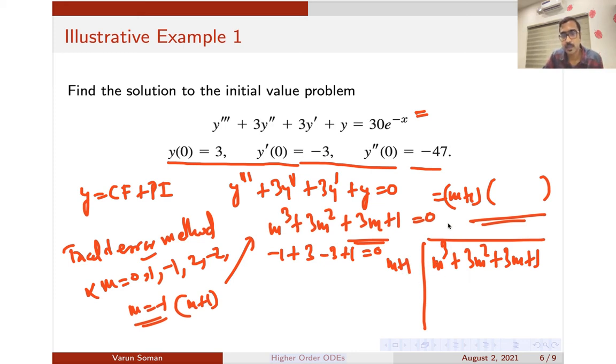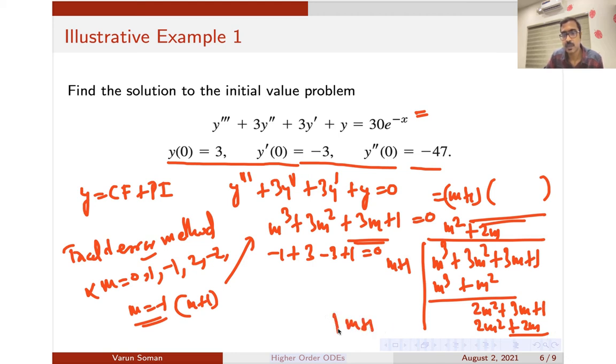To make it m cube, I should multiply by m square. So it is simply m cube plus m square. Subtracting, it will be 2m square plus 3m plus 1. Again you need 2m square there, so supply 2m. So it will be 2m square plus 2m. When you subtract, you will be getting m plus 1. When you supply 1 there, we will be getting m plus 1. So the final answer is 0.